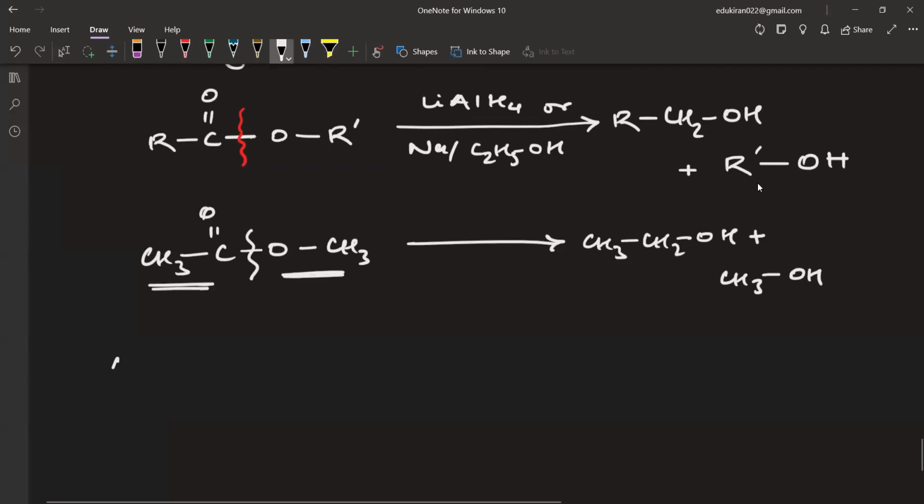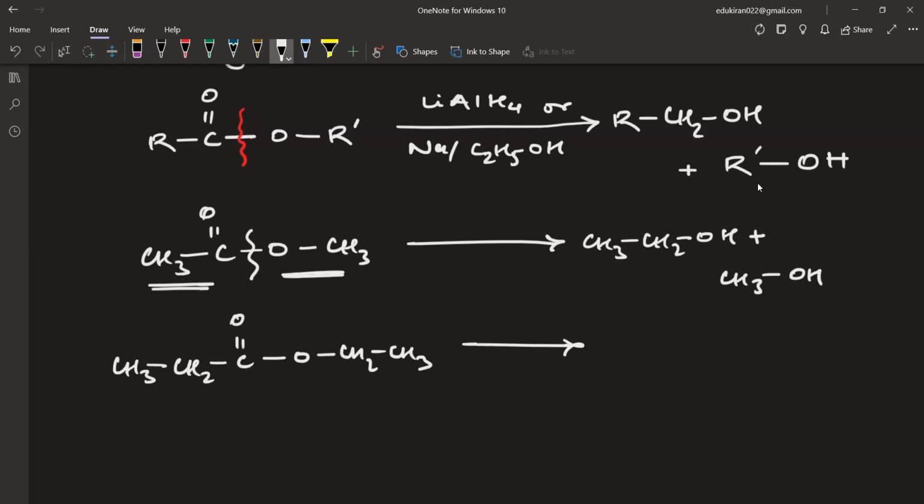चलिए इसके बारे में प्रोडक्ट बनाइए. CH3, CH2, C double bond O, CH2, CH3. We have here, let us say, Na in the presence of C2H5OH. Same reagent यहाँ पे आपके पास.